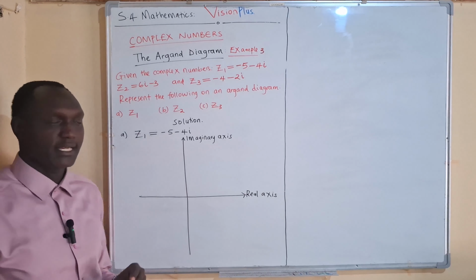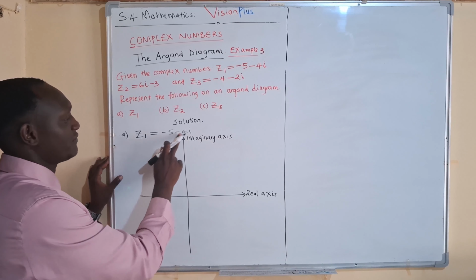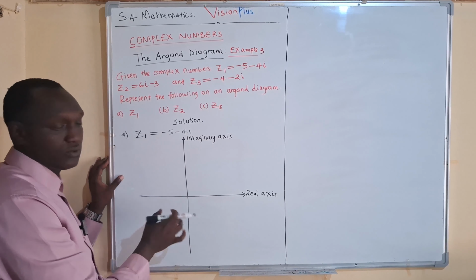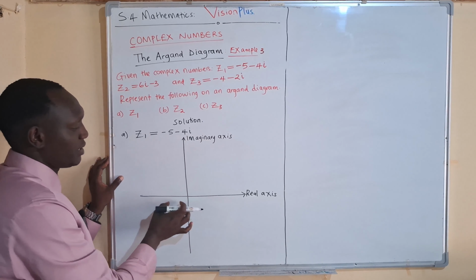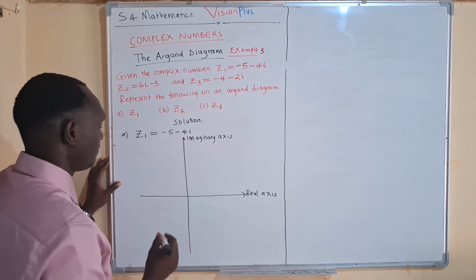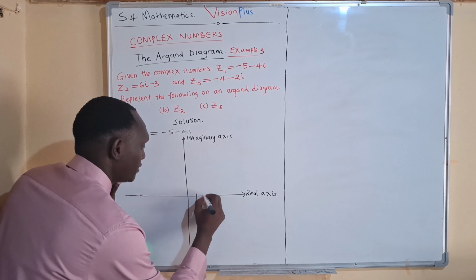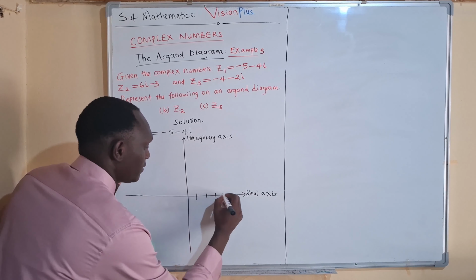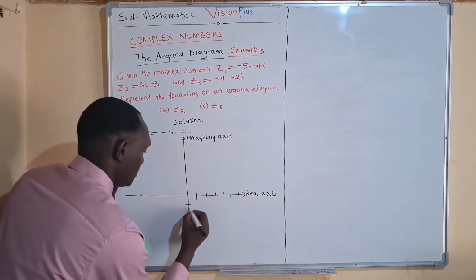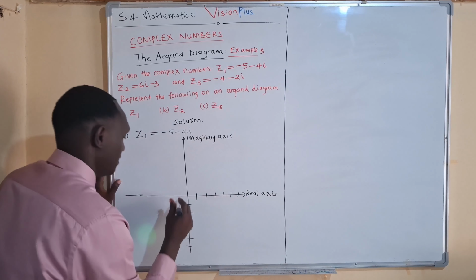Now we need to represent our complex number. If you look at these numbers, we have 5 and 4. So it means now the biggest is 5. So we need to label our axis until we have included 5. So let me say here, I have 1, 2, 3, 4, 5, maybe 6.